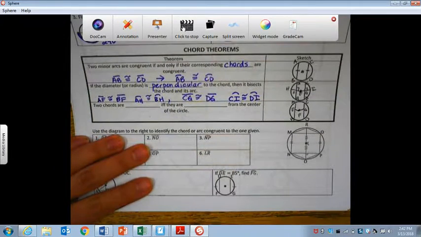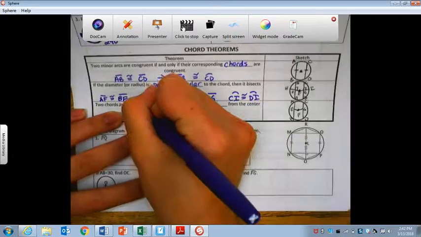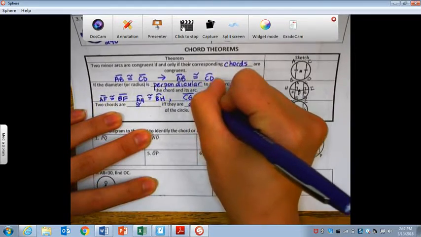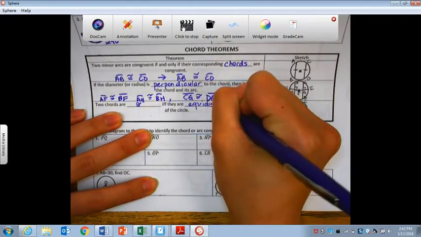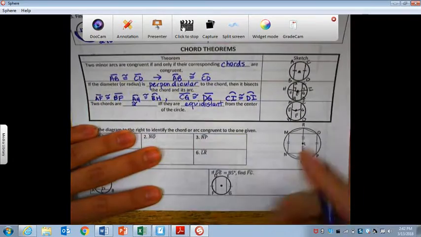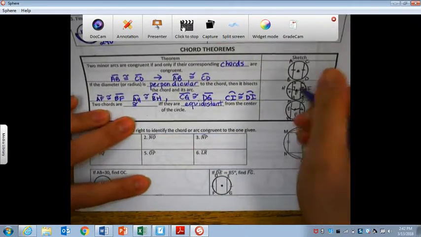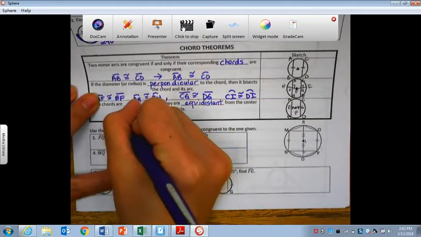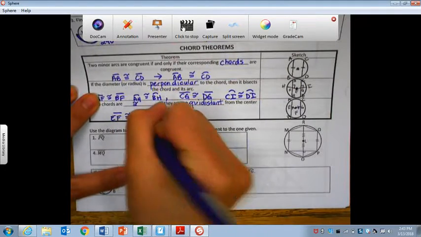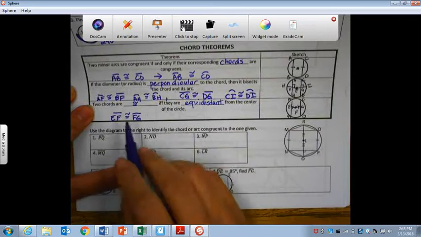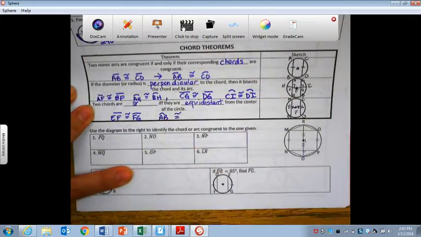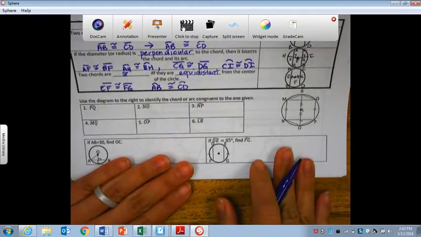The final theorem is that 2 chords are congruent if and only if they are equidistant from the center of the circle. So here, when you look at this, EF is congruent to FG. I'm going to put that: EF is congruent to FG. And what happens with that is that because they're equidistant from the center, arc AB is now congruent to arc CD. Alright, let's take a look at this example.